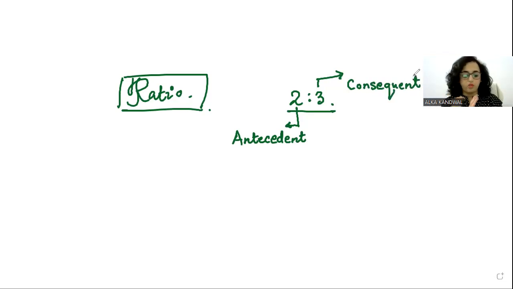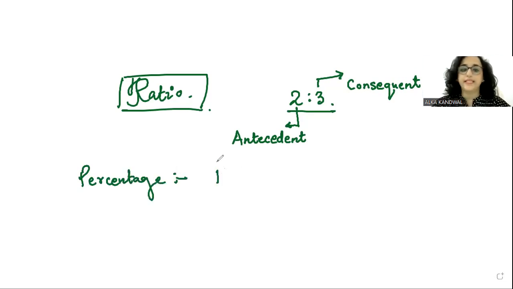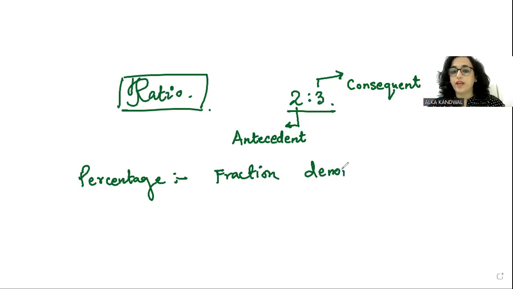And then moving ahead, what do we do? Let us move ahead with percentage. How do we define percentage? Percentage को कैसे define करें? It is a fraction. We can say that it is a fraction wherein the denominator is always 100. Fraction in which the denominator is always 100.